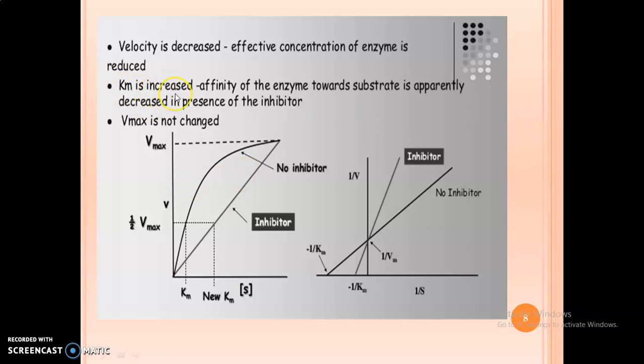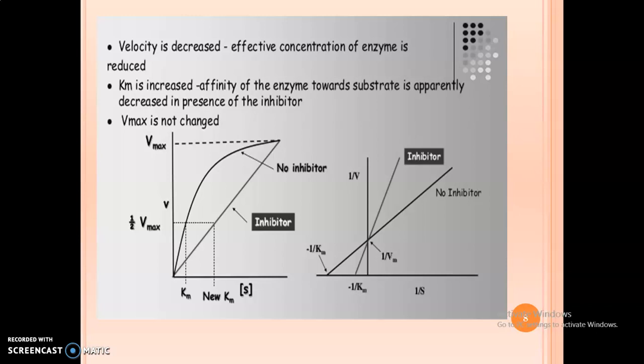Why is Km increased? What is Km? Km is the Michaelis-Menten constant, and as per the equation, Km is equal to the concentration of substrate. Right? But if the concentration of substrate remains as it is, yes, as your substrate is not binding with your enzyme, so you have more substrate available in your cell, right?